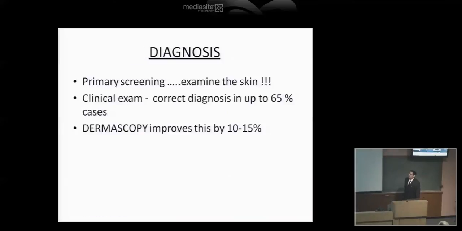How do you diagnose melanoma? The primary screening diagnosis obviously is by examining the skin. Clinical exam in experienced eyes can make a diagnosis in about 65% of cases. Dermoscopy, which is usually used by dermatologists, improves this by about 10 to 15%, increasing it to about 75 to 80%.